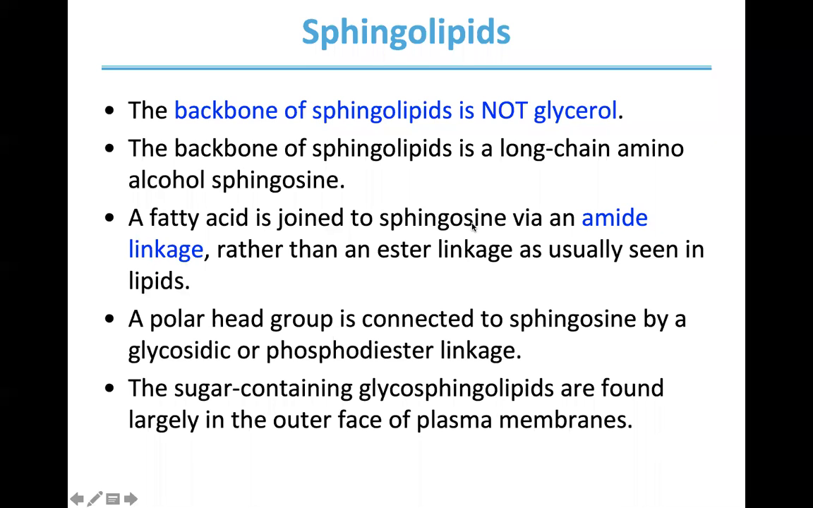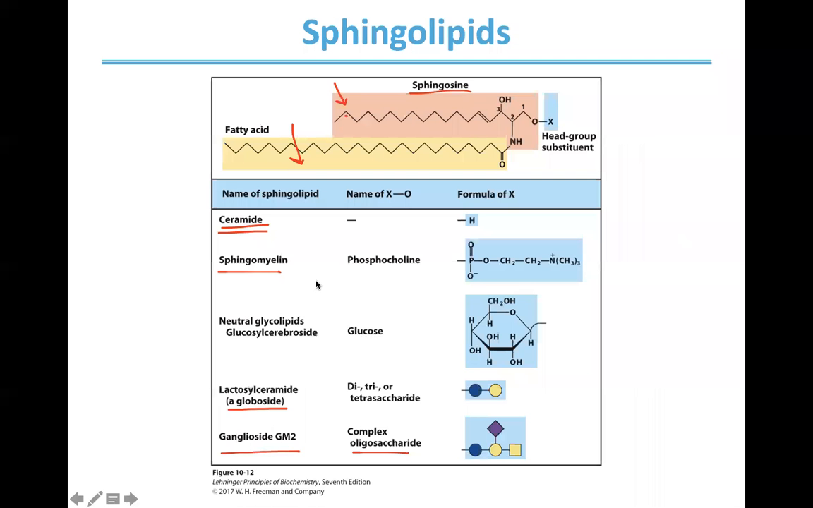So sphingolipids, again, the main difference is that the backbone will not be glycerol. We'll just see in a moment. And they have a long chain amino alcohol, sphingosine. Okay. So specifically on the next slide, we saw this last time. I can see these red arrows, which means we already talked about this, right? So sphingosine, and you told me that this was orange. I remember that. So in orange color, we have sphingosine.